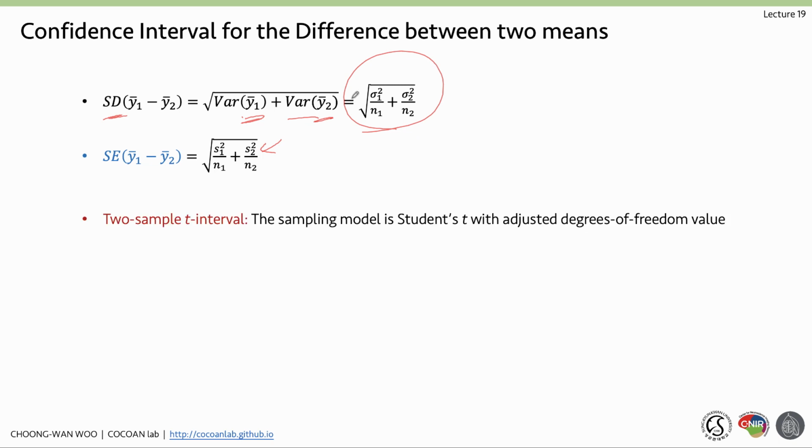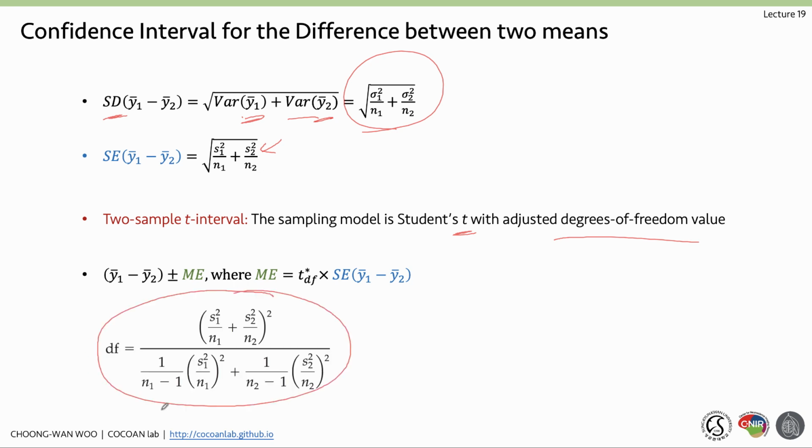So we can do a two-sample t interval, that is a sampling model based on Student's t distribution with an adjusted degrees of freedom value. Because we are combining two groups, we need to adjust the degrees of freedom. So the degrees of freedom equations are quite complicated, but you don't need to fully understand what's going on here. But when you do the analysis using the software, it'll automatically calculate the degrees of freedom for you.